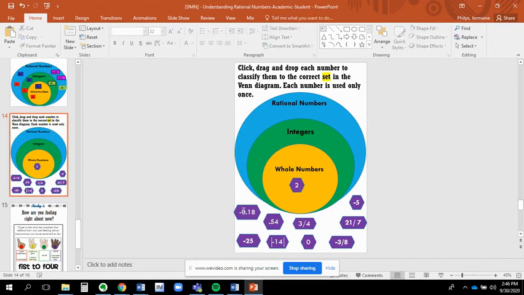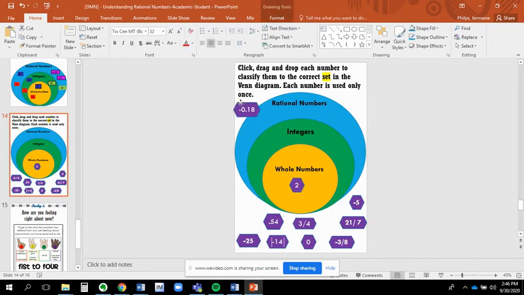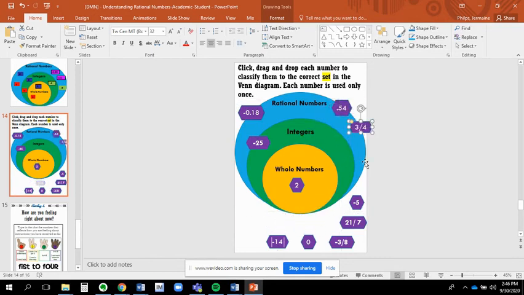Okay, so let's check to see what you should have. You should have had negative 1800s as a rational number, negative 25 as an integer, negative 5400s as a rational number, 3/4 as a rational number, negative 5 is going to be an integer, negative 3/8 is going to be a rational number, 0 is going to be a whole number because it's 0 or greater, and therefore also makes an integer and a rational number.